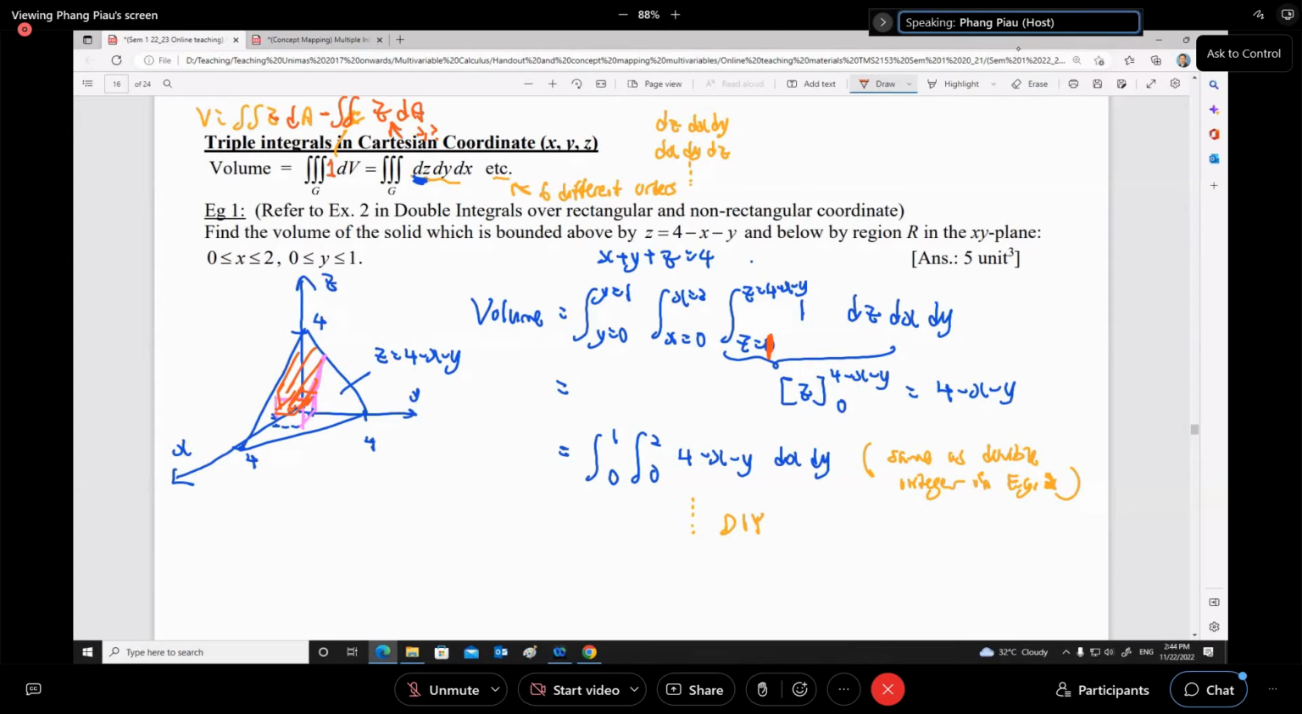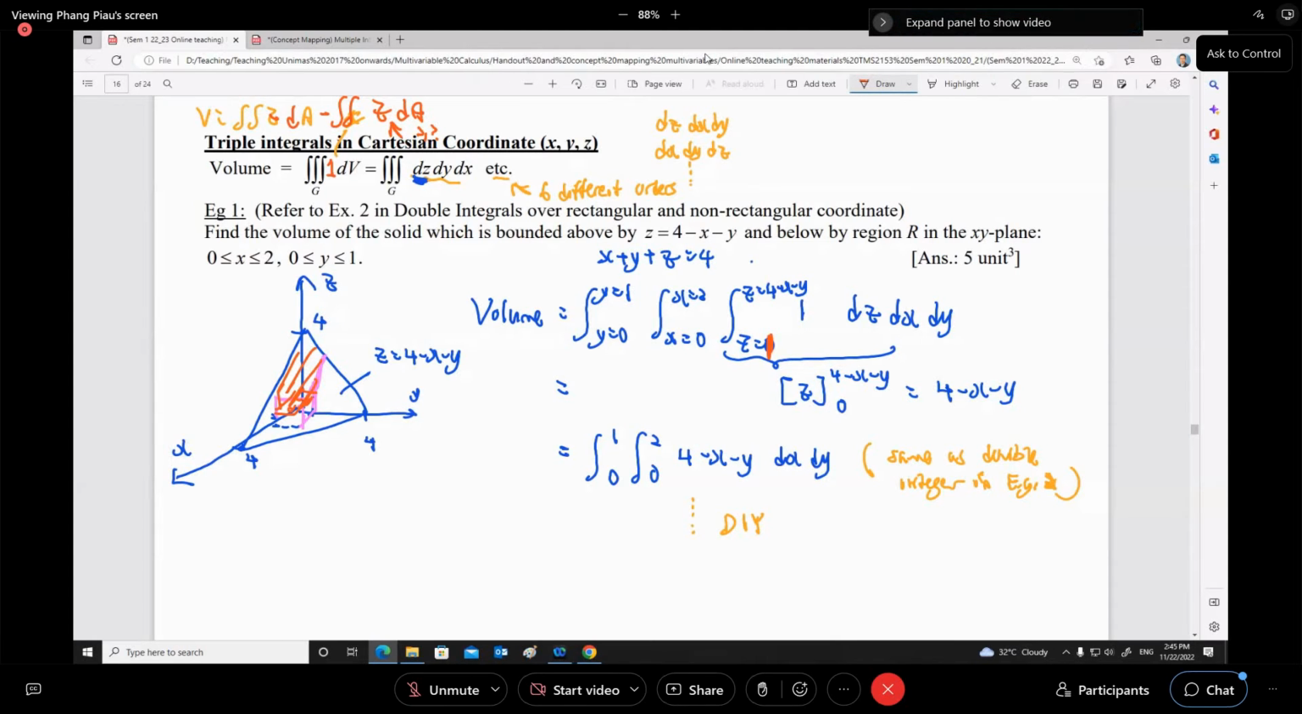So what I want to tell you is that a triple integral to find volume is sometimes more convenient than double integral. It doesn't mean that triple integral is more difficult. Of course, probably there is more integration that you need to do, but it is in fact more convenient. This is what I want to say.